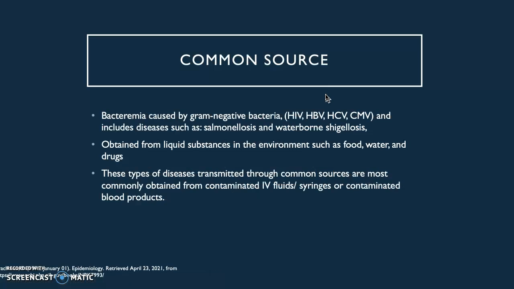Common source transmission. Common source transmission is also commonly known as common vehicular transmission. These types of infections are transmitted indirectly by materials contaminated with the infections. This category of transmission has diseases and infections that are transmitted by food and water, as well as drugs in some cases. Some types of diseases that can be carried this way are foodborne salmonellosis, waterborne shigellosis, and bacteremia resulting from the use of intravenous fluids contaminated with a gram-negative organism.